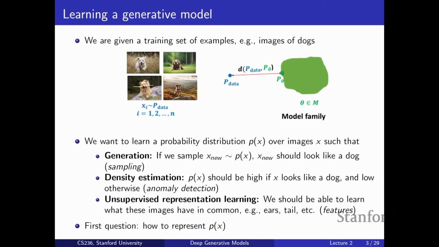So that's the high-level story, and we'll see all these different components in much more detail throughout the course. The first big question is how do you represent a probability distribution? How do we actually come up with a reasonable set over which we can optimize if we want to recover a good approximation to the data distribution?